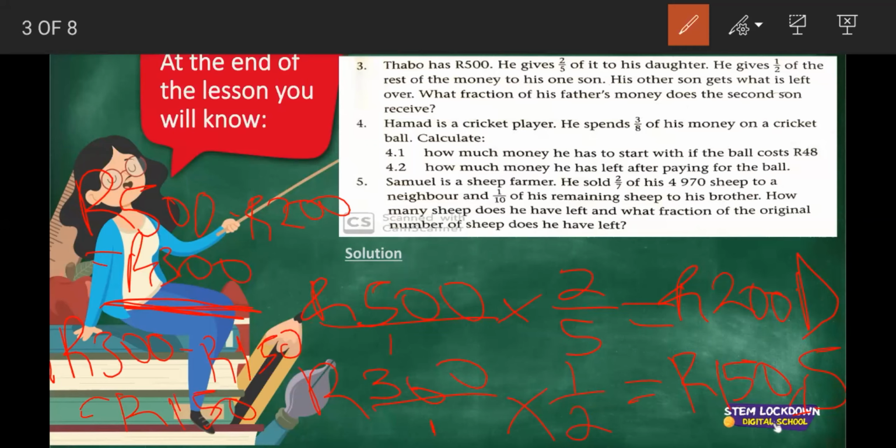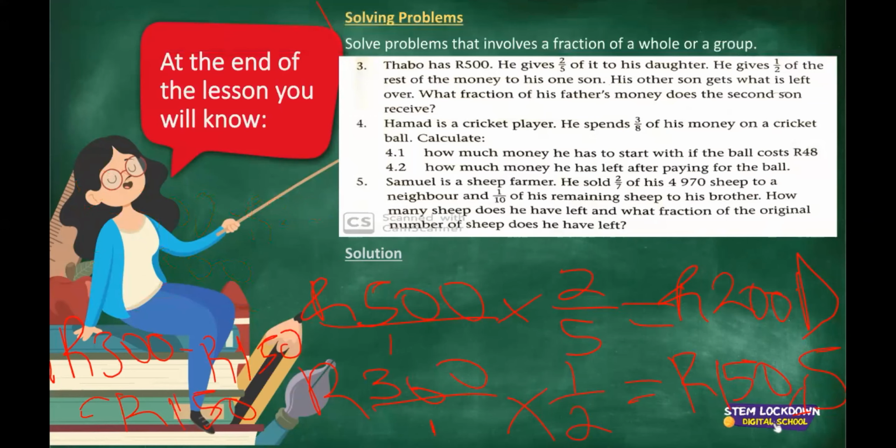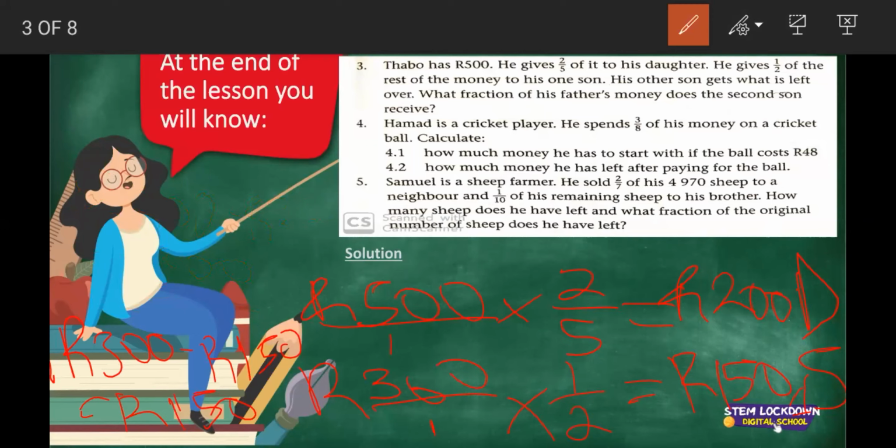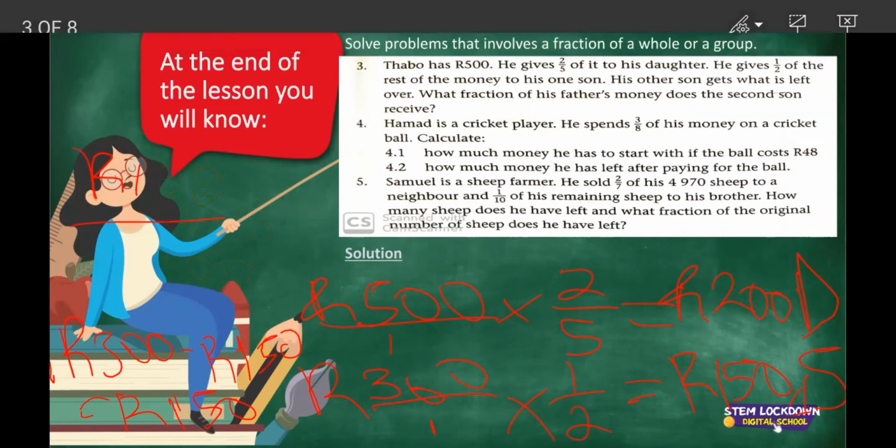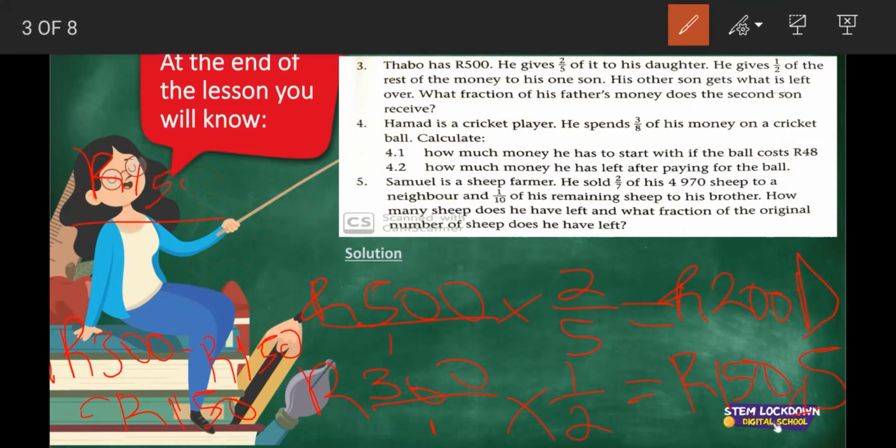So now let's do his fraction. When we do his fraction, obviously he's getting how much? He's getting 150, right? The son is getting 150 of what? He's getting 150 over how much? The total money was how much? The total was 500. So he's getting 150 over 500, right? So we need to simplify this in order to get our fraction. Basically this is his fraction, but this fraction can definitely be simplified.